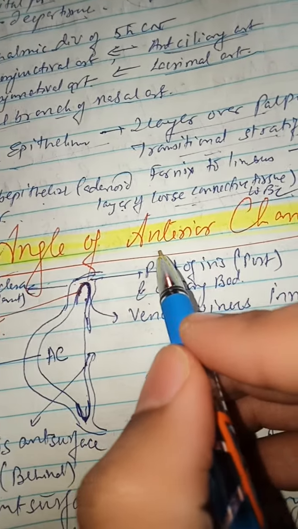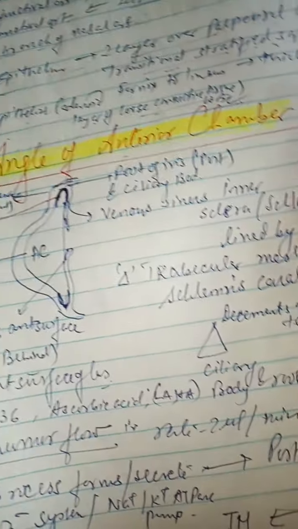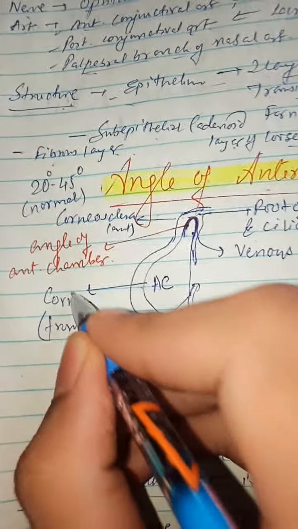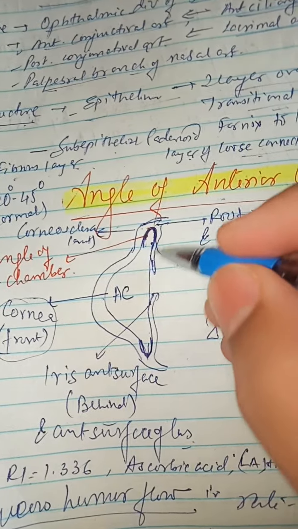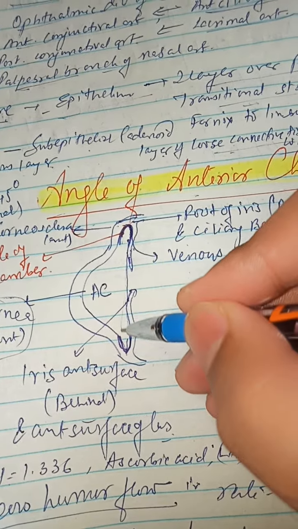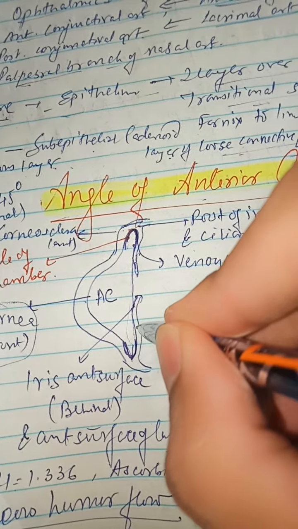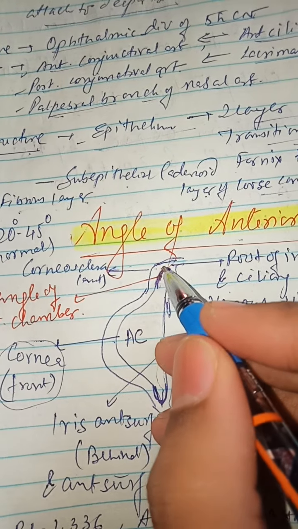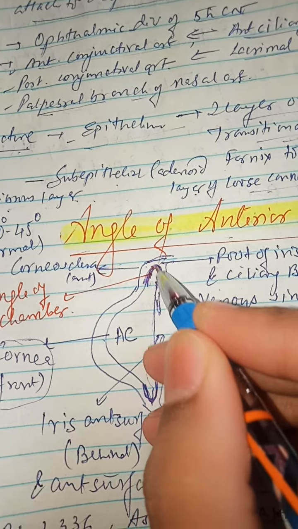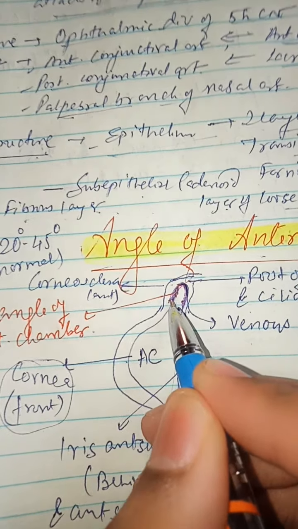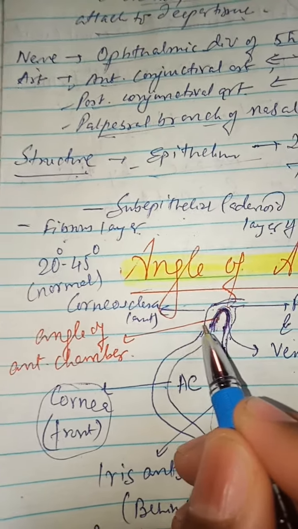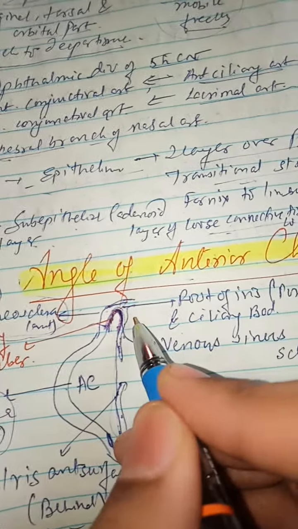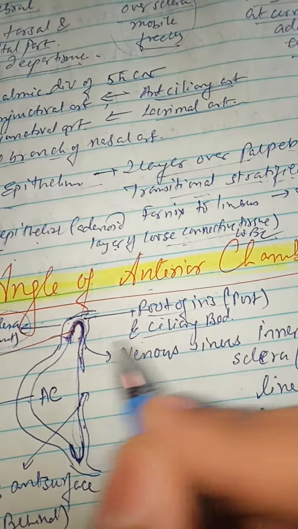Now coming to the angle of the anterior chamber. The angle of the anterior chamber is bounded anteriorly by the cornea, the endothelium of the cornea, and posteriorly by the anterior surface of the iris and the anterior surface of the lens. So this is known as the angle of the anterior chamber, which is a recess, and it has anteriorly the corneoscleral part, and posteriorly the root of the iris and the ciliary body.